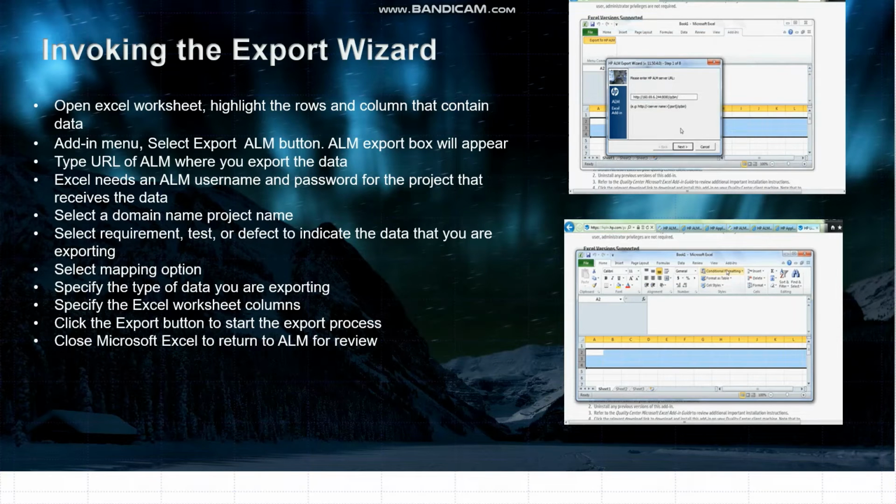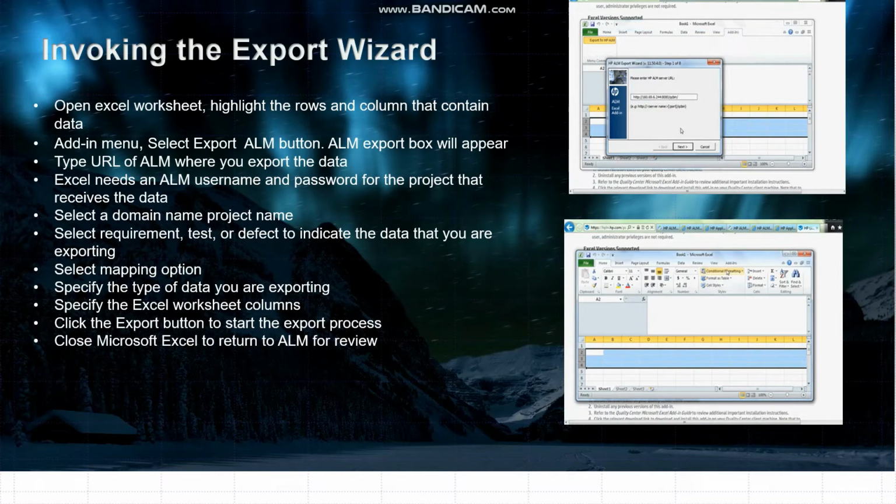Invoking the export wizard. After the requirements in the Excel worksheet are formatted, execute the export process. Here are the steps. Open the Excel worksheet and highlight the rows and columns that contain the data to export. If the first row of the worksheet contains labels or field names, make sure you don't include the first row in the selection. From the Add-ins menu, select the Export to ALM button. The ALM Export Wizard dialog box will appear.